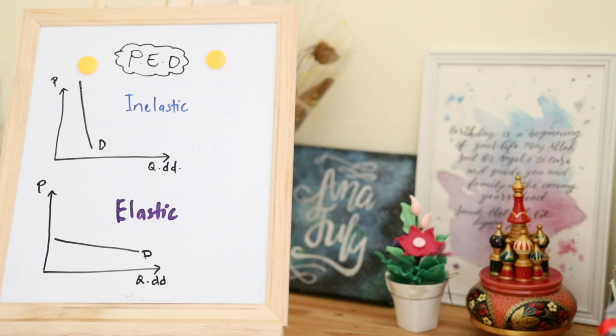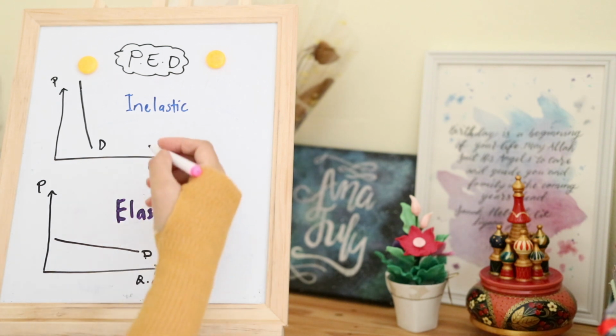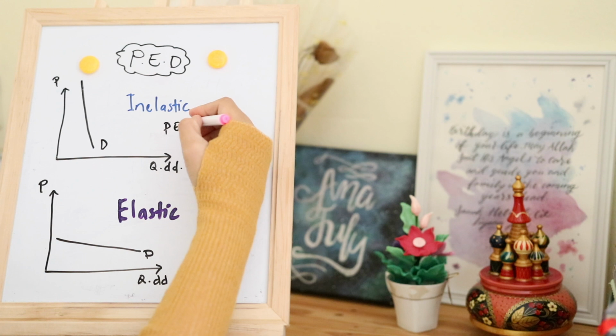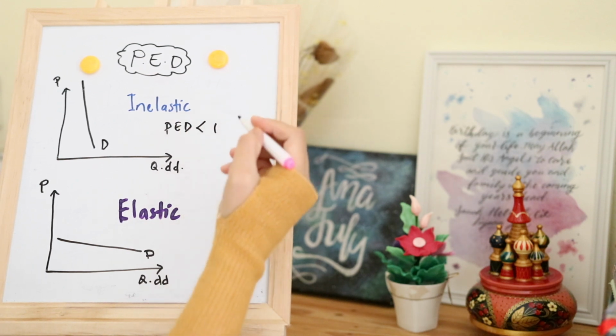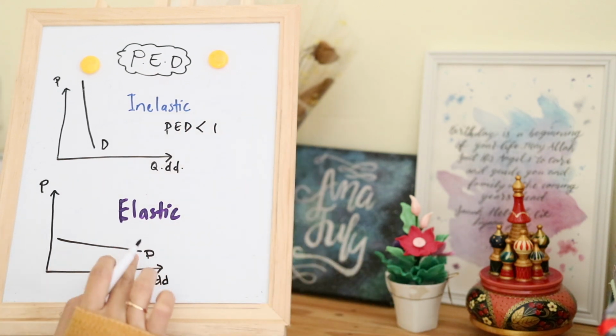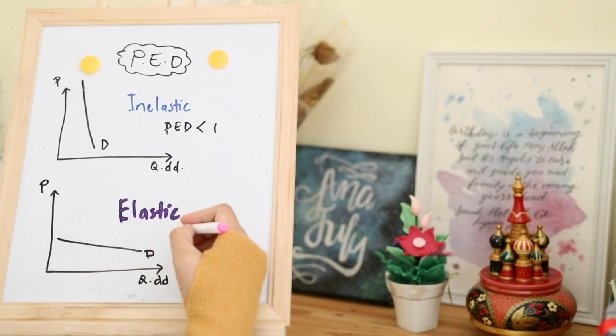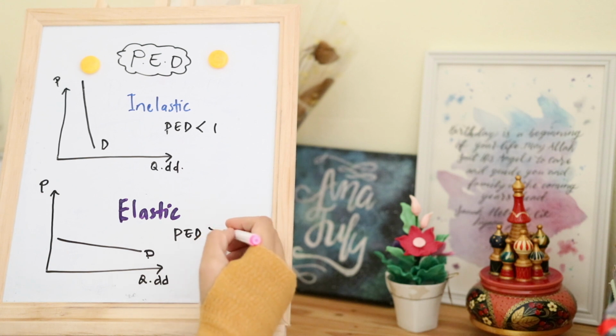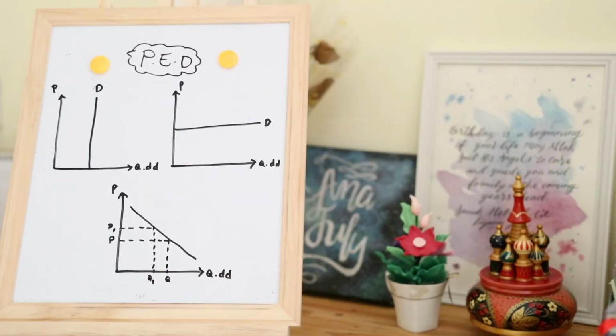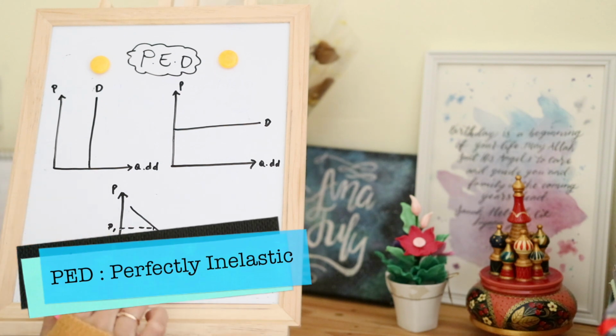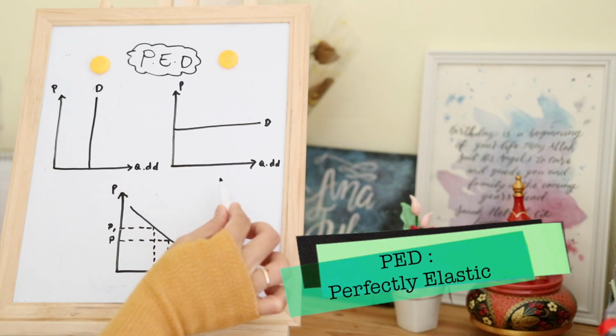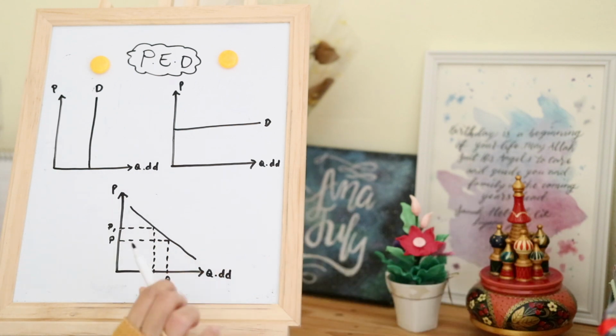Now, as you can see here, when we have inelastic price elasticity of demand, the PED is less than 1. And when we have elastic price elasticity of demand, the PED will be greater than 1. Next, we move on to some special PED values. The first one is perfectly inelastic, the second one is perfectly elastic, and another one is unitary.